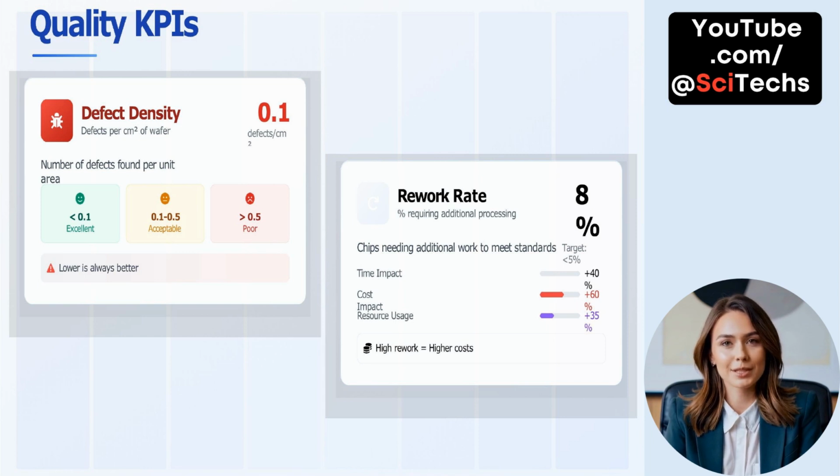The second metric is rework rate, which is currently at 8%. This represents the percentage of chips needing additional processing to meet quality standards. The target is under 5%, so 8% is above threshold. Rework leads to a 40% increase in time, a 60% rise in costs, and 35% more resource usage. High rework directly drives up production expenses and reduces throughput efficiency.